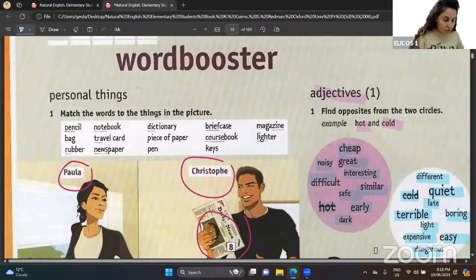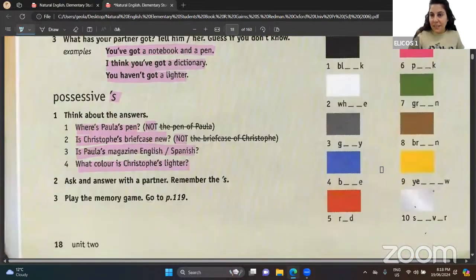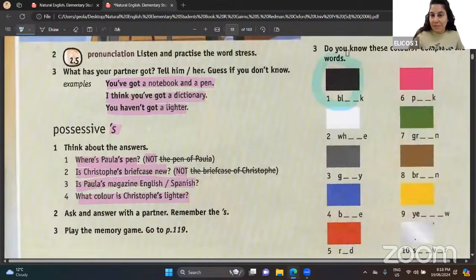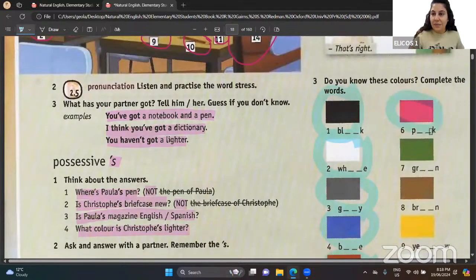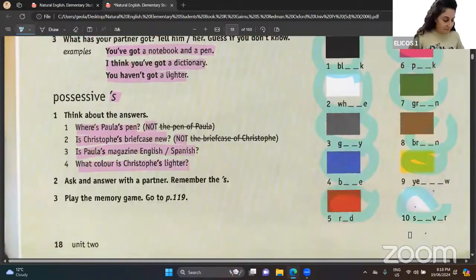So let's have a look and talk about colors. So what color is this one? Black. White. Red. Gray. Blue. Red. Pink, green, brown, yellow, silver. Silver.